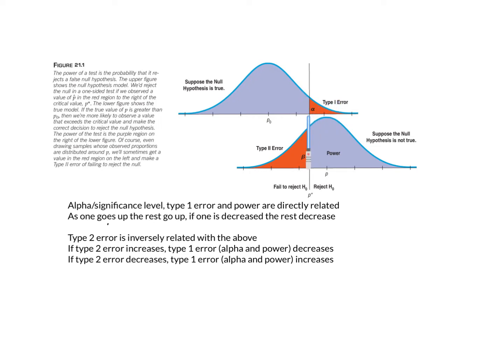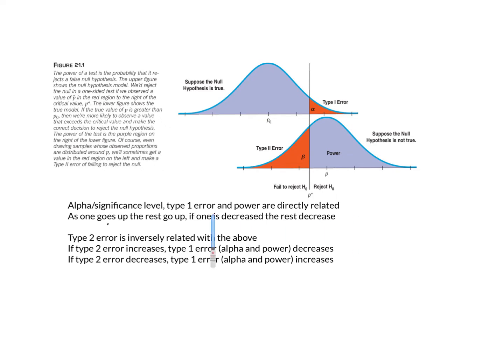And if you notice, this area would also get bigger. The power area would get bigger. But the area for the beta, the type 2 error, gets smaller. So type 2 error is inversely related with the type 1 error, alpha, and power.